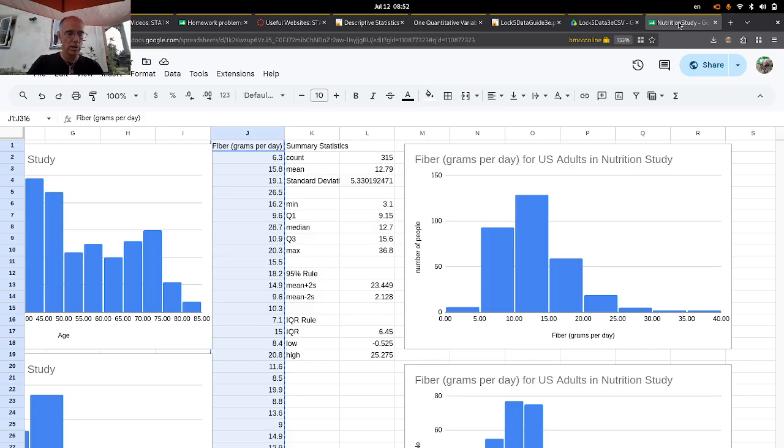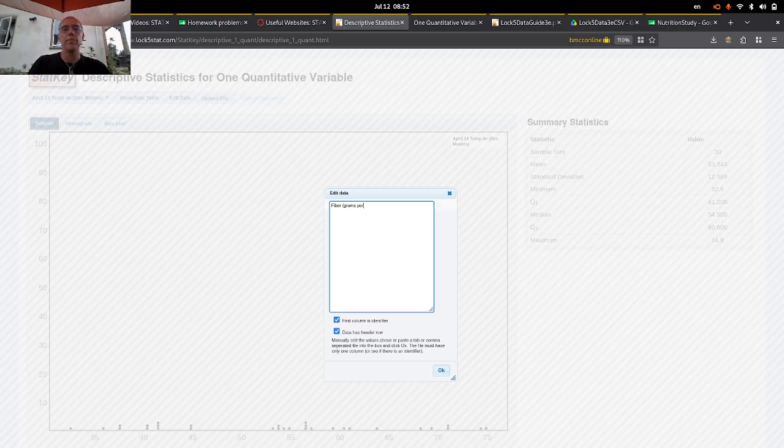Back here, copy, StatKey, paste, there we go. All right, so I don't have a first column identifying each number, so that unchecks, but I do have a title, so the header row stays.